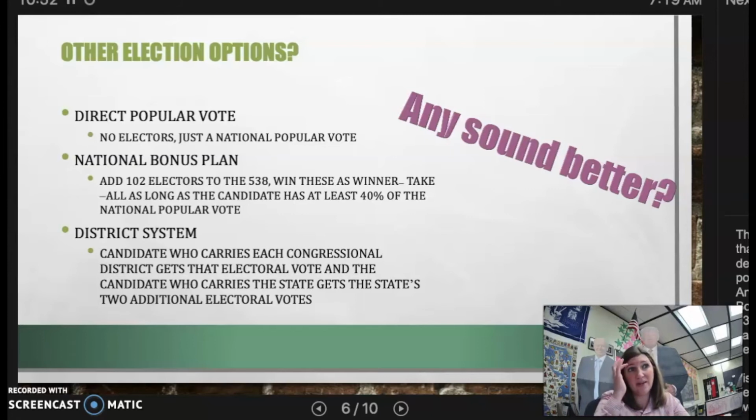And the candidate who carries the state would get the state's two additional electoral votes. So in this system, a state like Pennsylvania, which has 18 districts or 20 electoral votes, you would get an electoral vote for every district you win, and then whoever wins the most districts would also get the additional two electoral votes.